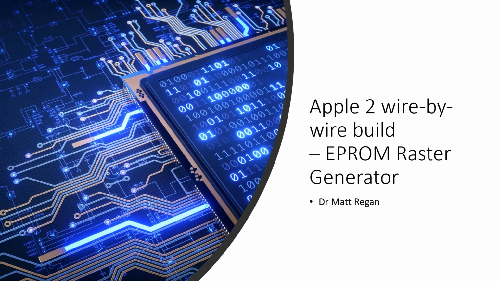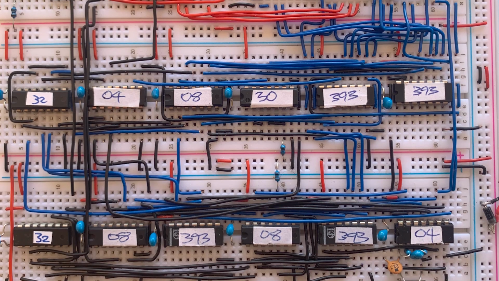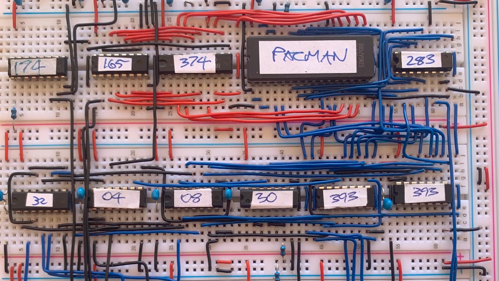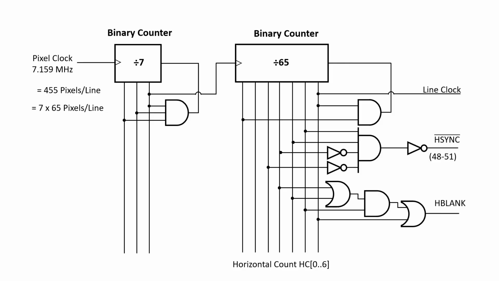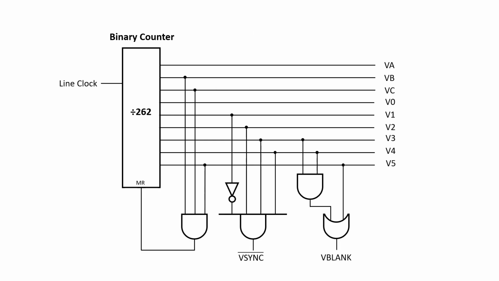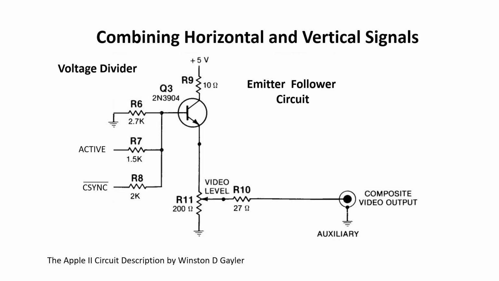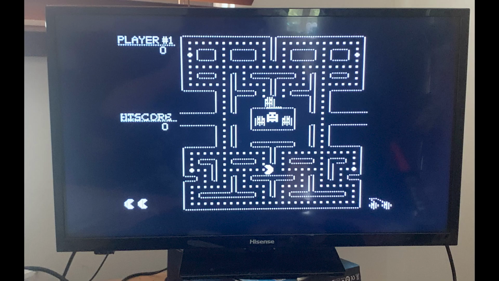Apple II wire-by-wire build, EPROM Raster Generator. I'm Dr. Matt Regan. Over the last set of videos, I've made a raster generator on a breadboard. This included a horizontal counter, a vertical counter, a memory interface with shift register, and finally, the analog circuitry required to generate a composite signal. With this, I was able to generate an image on a TV screen.